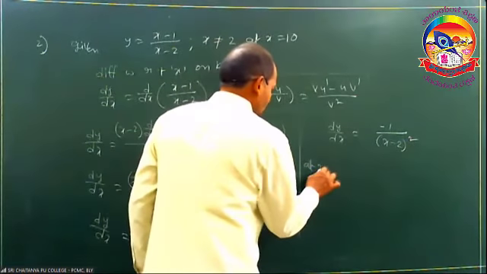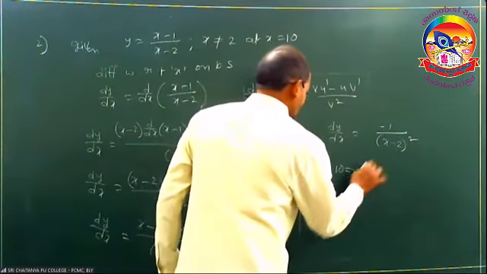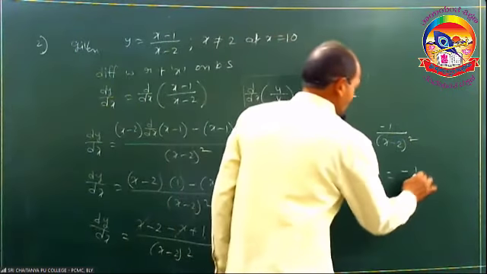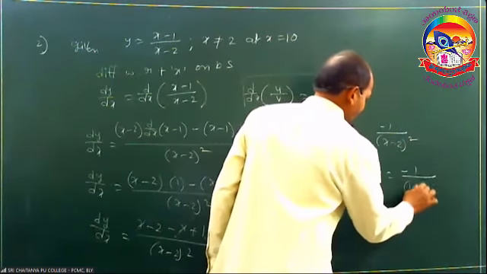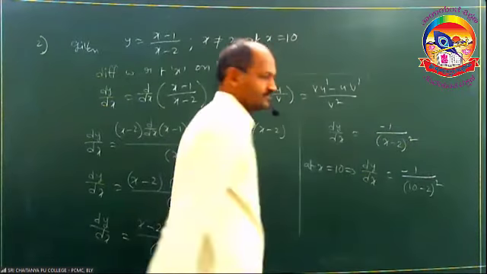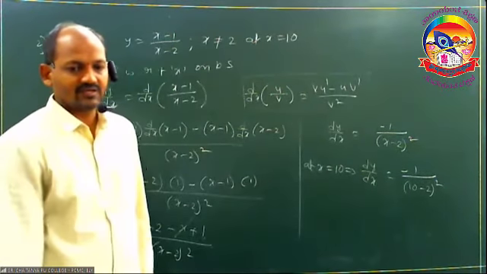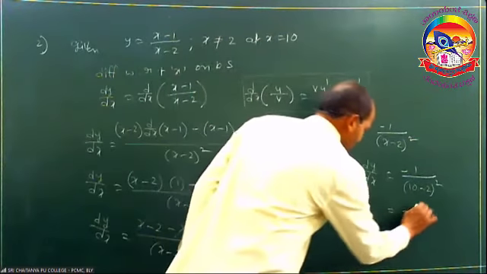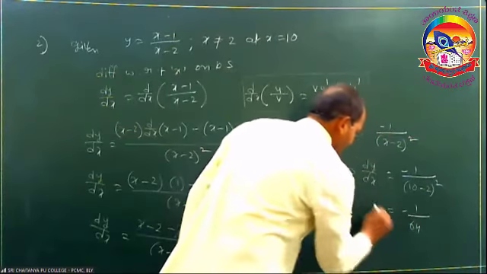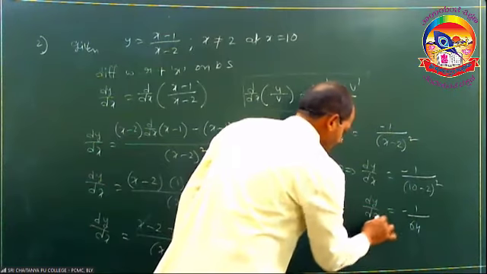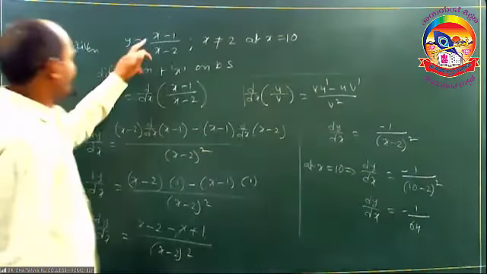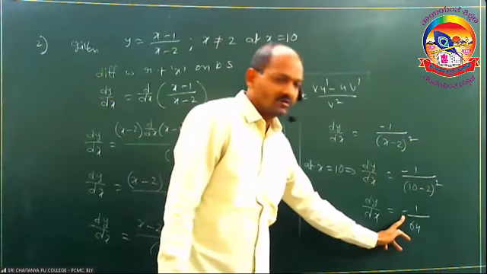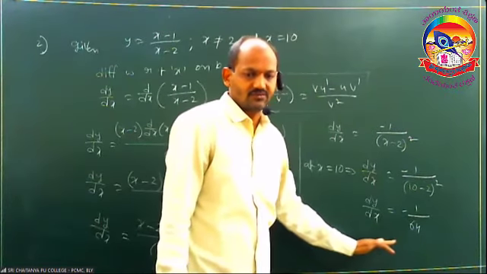So at x is equal to 10, the slope of tangent to the given curve, that is dy by dx, is equal to minus 1 divided by 10 minus 2 whole square. 10 minus 2 means 8, 8 square is 64. So it is minus 1 divided by 64. So slope of tangent to the curve x minus 1 by x minus 2 at x is equal to 10 is minus 1 divided by 64.